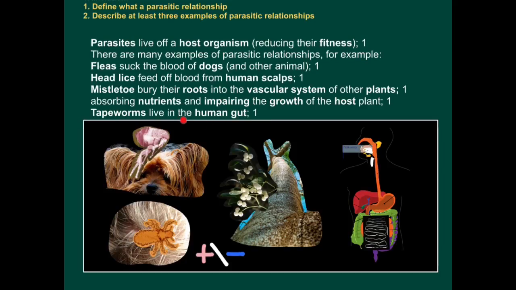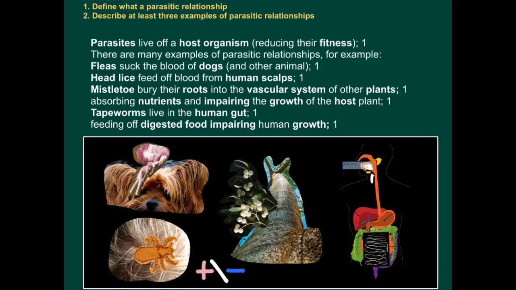Tapeworms live in the human gut down here. They can be really long. You can see a huge tapeworm here. And they feed off digested food, impairing human growth. Because they feed off the food we eat, there's less food for us to be absorbed and used for growth.